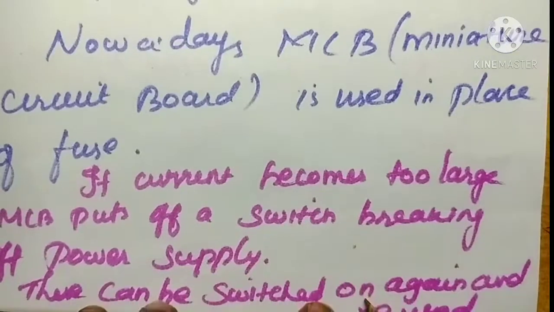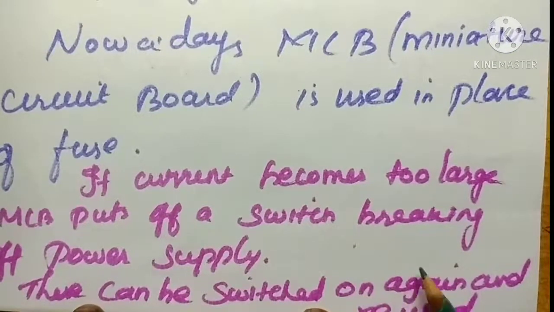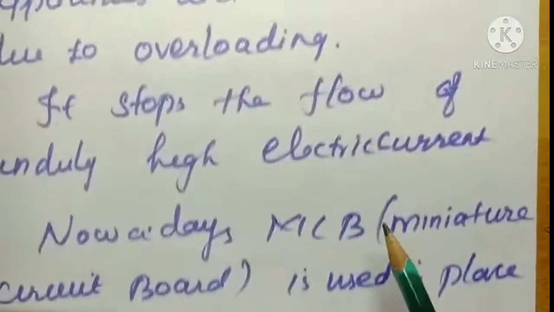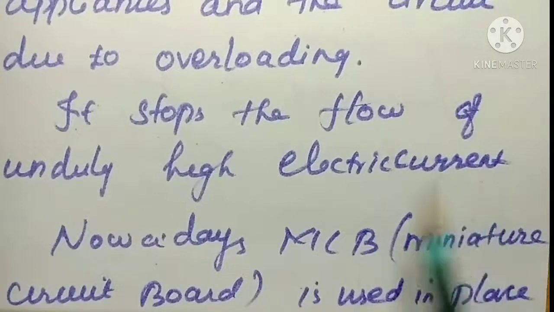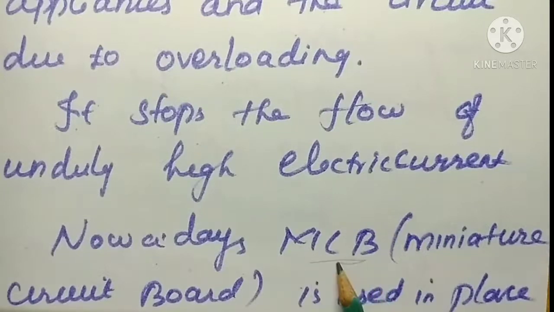This can be switched on once again and reused. After that we can reuse it once again. But the old type fuse, once the fuse wire melts, again we have to use another wire. But instead of that, nowadays we are using this MCB, the miniature circuit breaker.